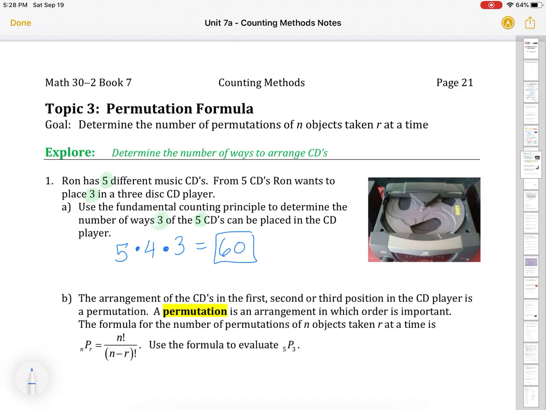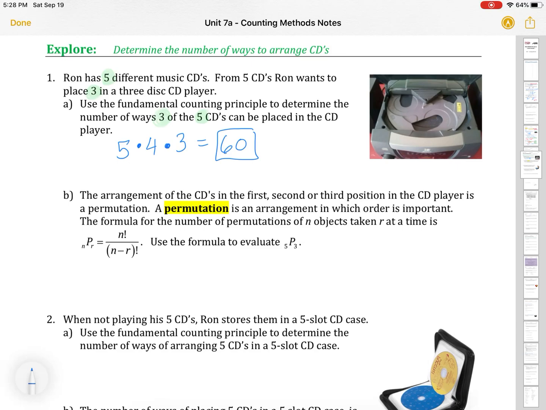I have to watch it because a combination is going to become very important later, and this is actually a permutation. The arrangement of the CDs in the first, second, or third position of the CD player is called a permutation. A permutation is an arrangement in which order is important. And here, order is important because he wants to know the number of ways 3 of the CDs can be placed in. So he's got his first one, then his second one, and then his third one.